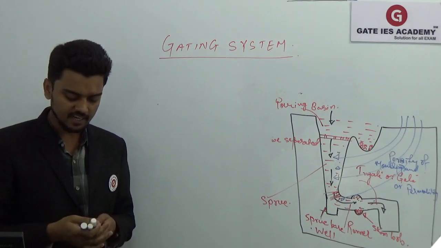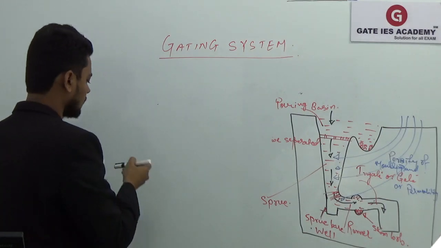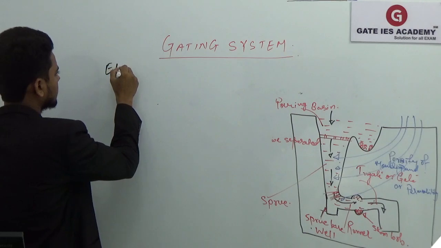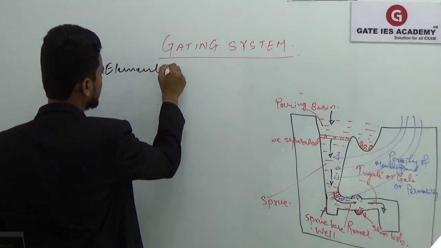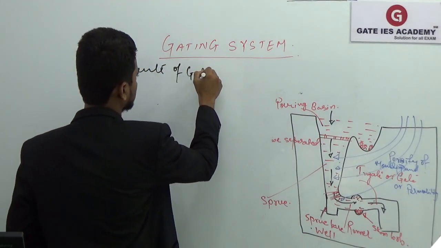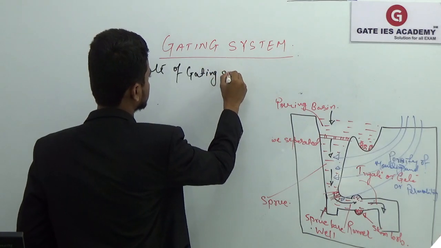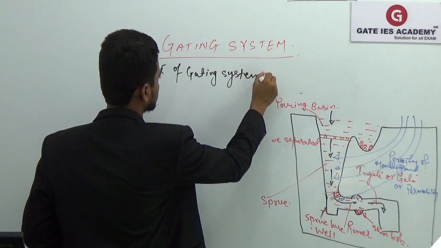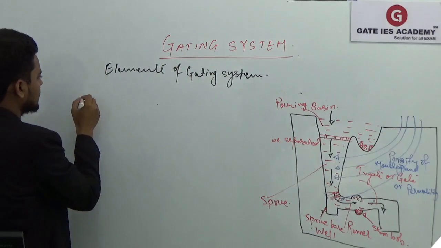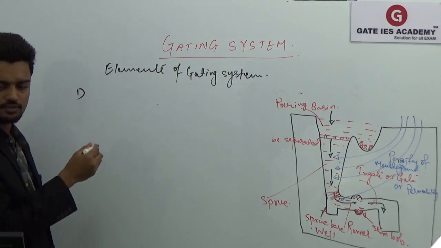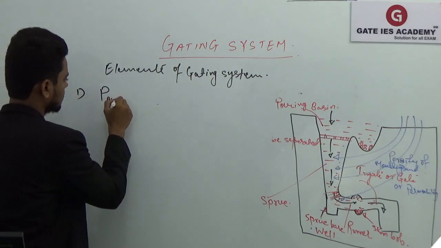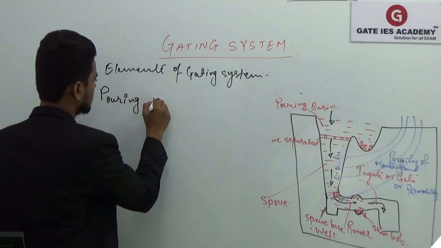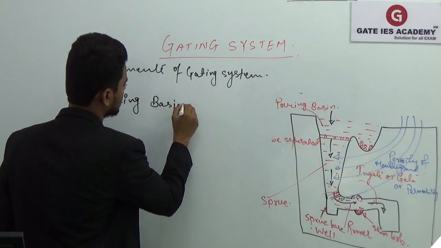So, different elements of your gating system. Now we'll jot down the elements of the gating system. The first element that we have is the pouring basin.